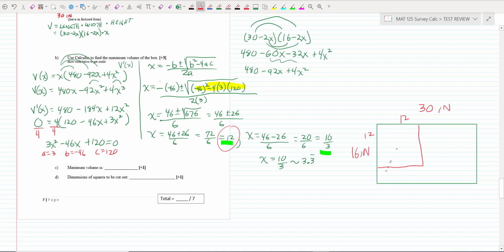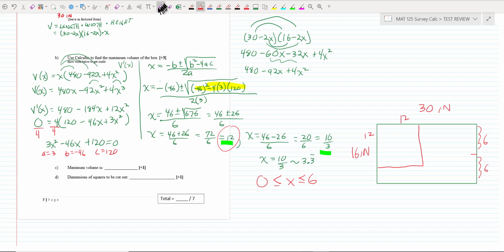That's too big. It's way too big. Actually, the biggest that we can cut out is 6 by 6. If we cut out 6 by 6 squares, then we'll just have a flat sheet of paper. So basically, x needs to go between 0 and 6. That's where it makes sense, between those two values.